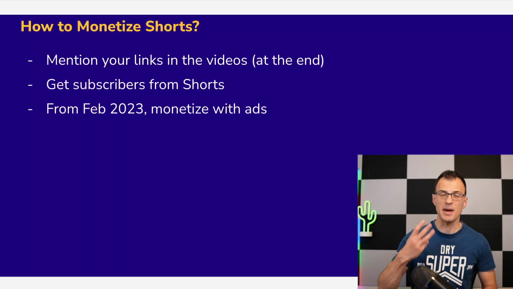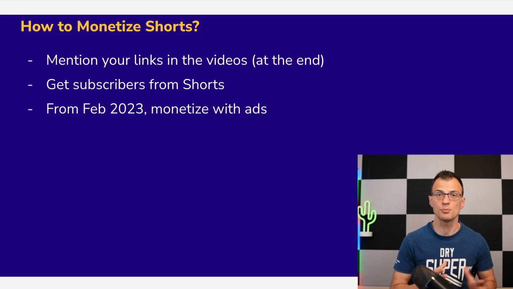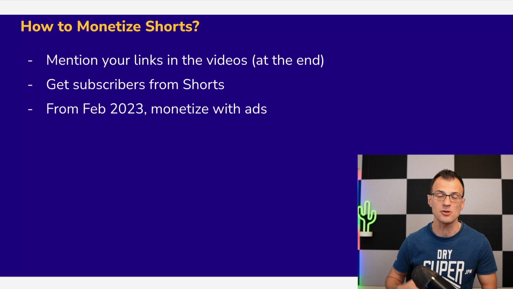And here are the three main methods that you can use YouTube Shorts in any niche to monetize and make money right now. The first one is to mention your links in the videos, preferably towards the end of the video, the way that I just showed you a moment ago earlier on in this video.